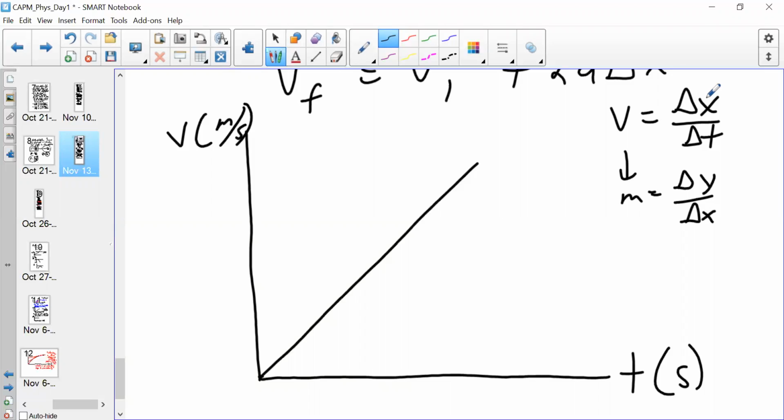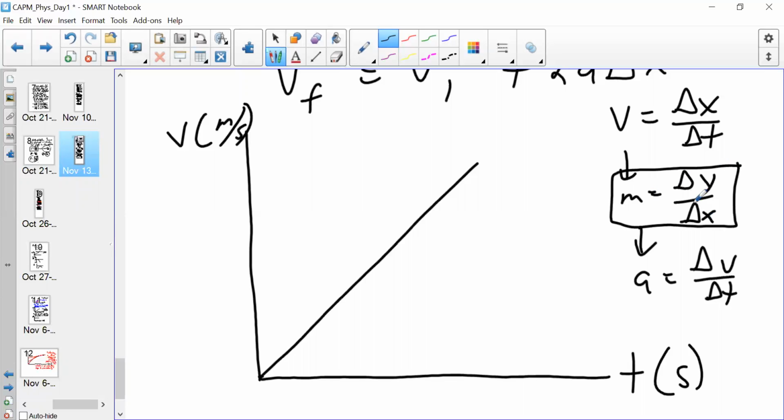So acceleration, likewise, when we take the slope of velocity versus time, that's going to be a slope equation. Acceleration, delta v over delta t, that's a slope. All of these guys are slopes from what you learned in algebra, rise over run. m, y equals mx plus b. There's no y-intercept, y equals mx. Intercept is 0.